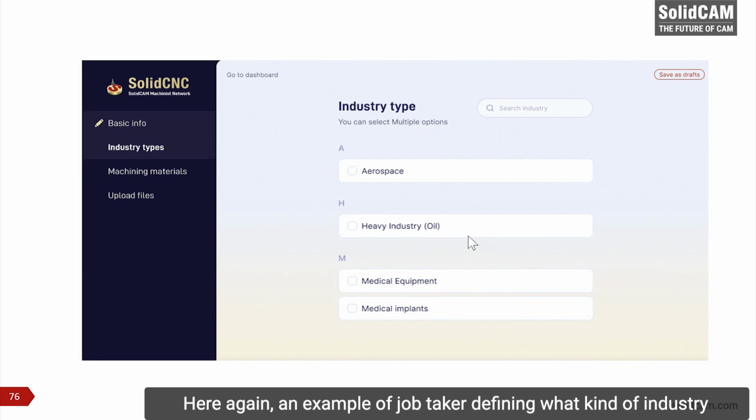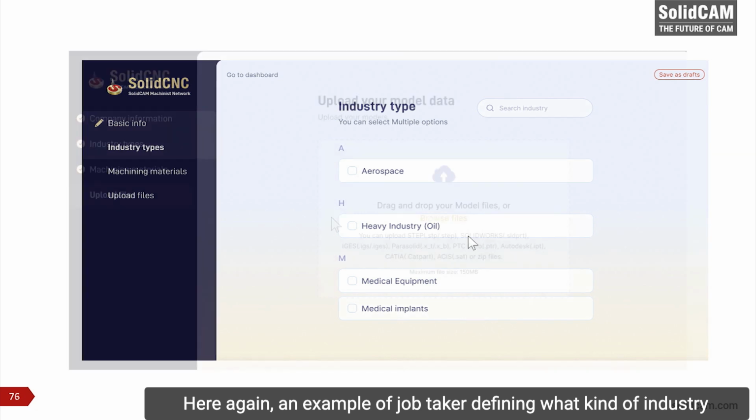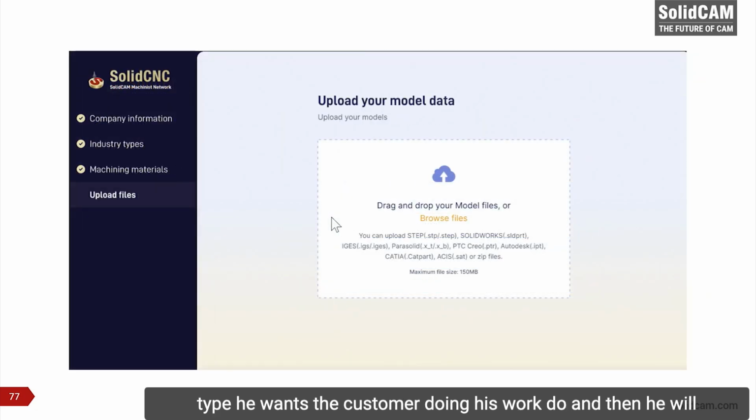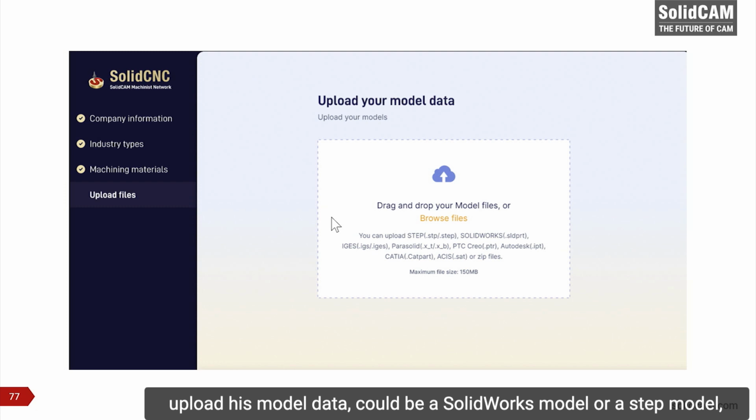Here again is an example of a job giver defining what kind of industry type he wants the customer doing his work to be, and then he will upload his model data. It could be a SolidWorks model or a STEP model, and give additional information about what he needs in his specific job.